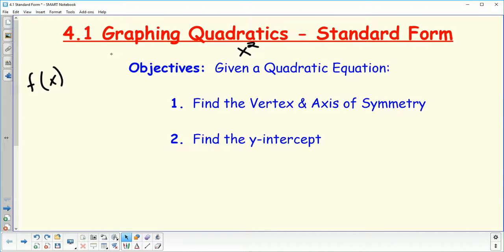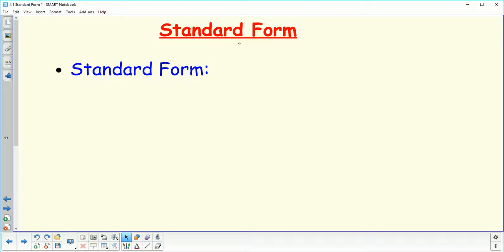The first section is going to be about graphing quadratics. Actually, the first two sections are going to be about graphing quadratics, and we're going to talk about them in two forms. Today, we're going to talk about what is called standard form. In this standard form, we are going to find the vertex and the axis of symmetry and then the y-intercept. When we get together in class, we are going to talk about how to graph those.